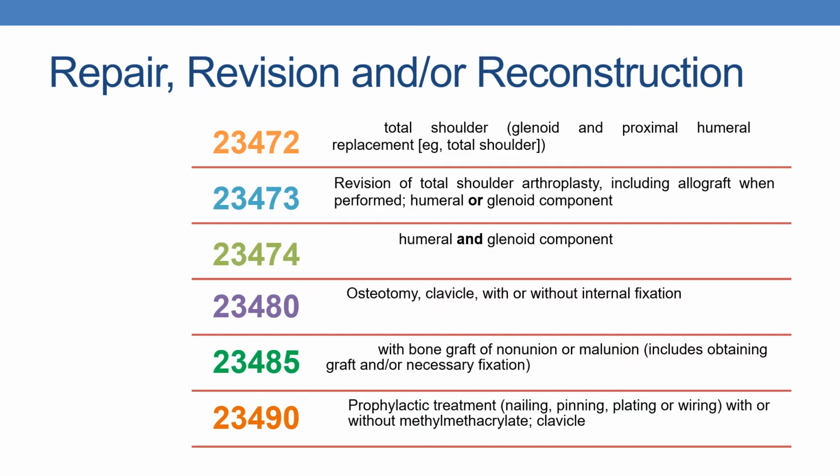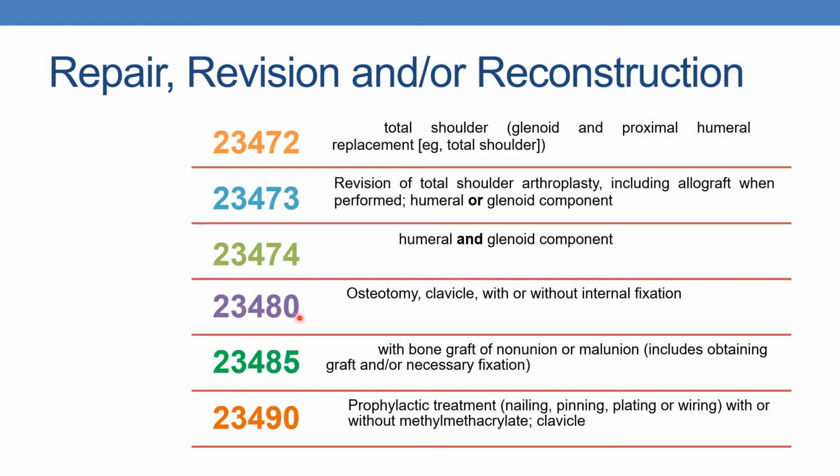The next is 23472. Here, total arthroplasty or total shoulder replacement. Example, glenoid and proximal humerus replacement. The next is 23473. Revision of total shoulder arthroplasty, including allograft when performed, humeral or glenoid component. The next is 23474. Revision of total shoulder arthroplasty, including allograft when performed, humeral and glenoid component.